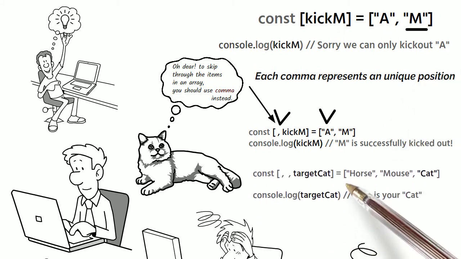Each comma represents a unique position from left to right in the array list. Here is a concrete example. And if you log this variable in the console, you get cat. Cool. Wow, we got it.